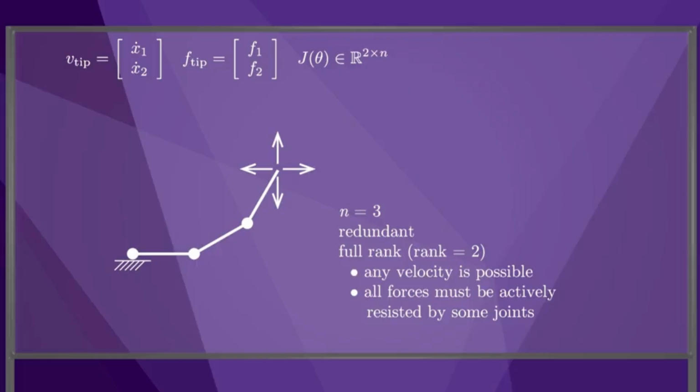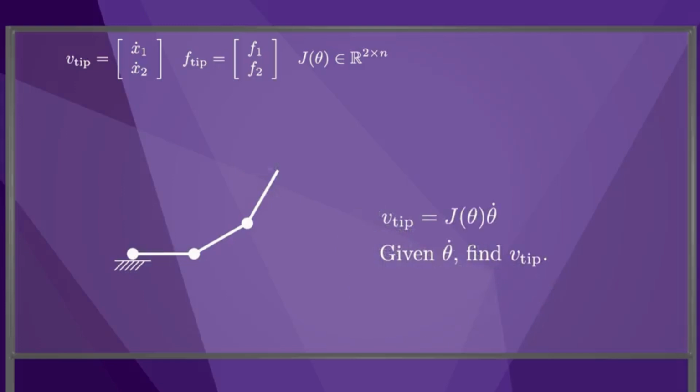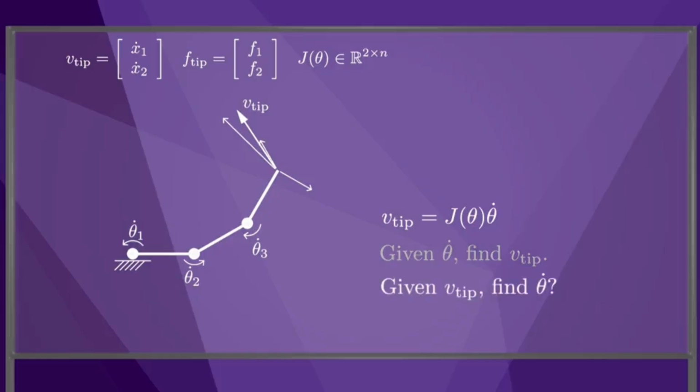Since the Jacobian is rank 2, the robot can generate any linear velocity at its end effector, and any force applied to the end effector must be actively resisted by at least one of the joints. Using the fact that v-tip equals J theta dot, we can always calculate v-tip given the joint velocities theta dot. This figure shows the components of the endpoint velocity caused by the individual joint velocities, and we can sum them to get the end effector velocity v-tip. Since the rank of J is 2, any v-tip can be created by the joints. You can imagine asking the inverse question: given v-tip, what is theta dot?